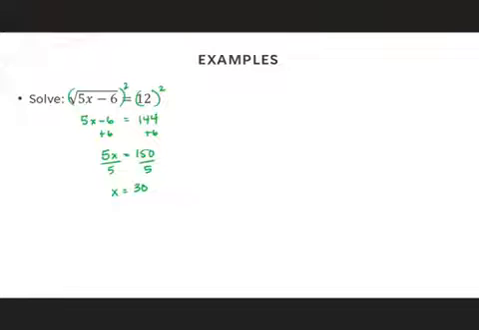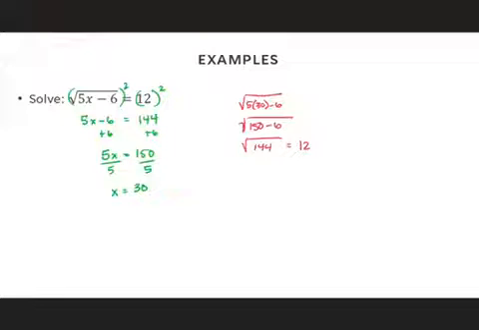Plug it in, go back and check. Now the only part you really have to check is the square root portion. So I take 5 times 30 minus 6. So 5 times 30 is 150 minus 6, which is the square root of 144, which we know is 12.